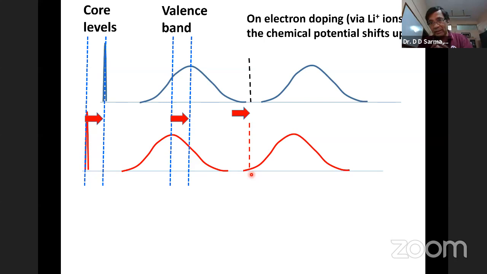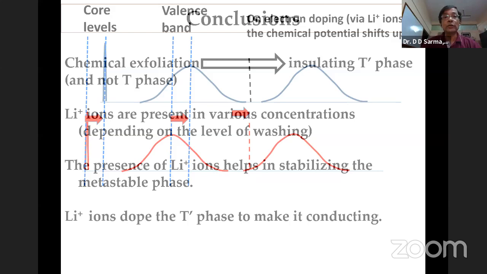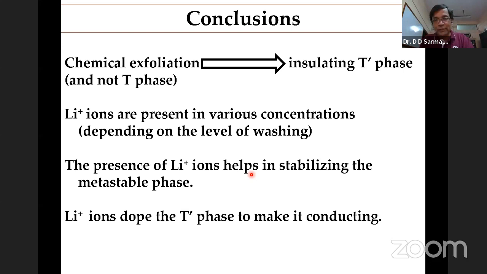And lithium, a small presence of lithium, tends to make it metallic, as well as tries to stabilize the T prime structure. So this is the story that we have said about the T prime structure. And let me conclude because I think we had lost some time in the beginning, but let me try to get the conference back into its time schedule by summarizing here.